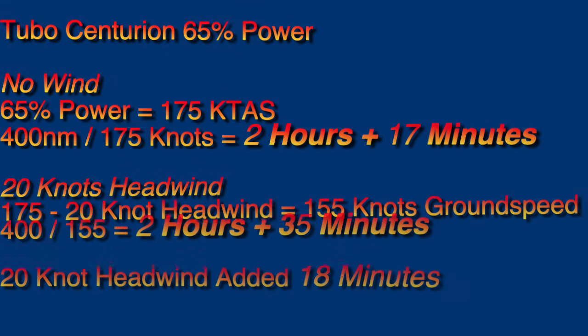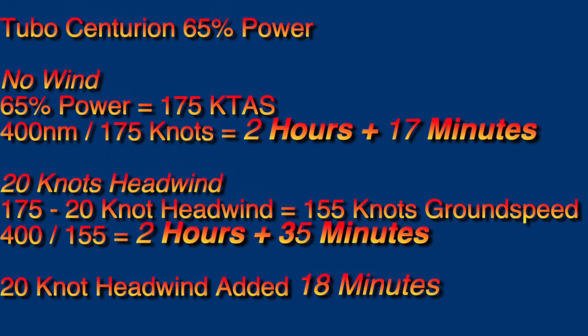But over on the Centurion at 65% power, their ground speed is going to go from 175 knots down to 155, and their 2 hour 17 minute trip becomes 2 hours 35 minutes. It's only adding 18 extra minutes for the Centurion. The same wind over the same distance, the Archer is penalized almost 3 times as heavily. A 20 knot headwind is about 19% of the Archer's true airspeed, but for the Centurion, it's only about 11%. The faster you fly, the smaller a fraction any fixed headwind takes from you.